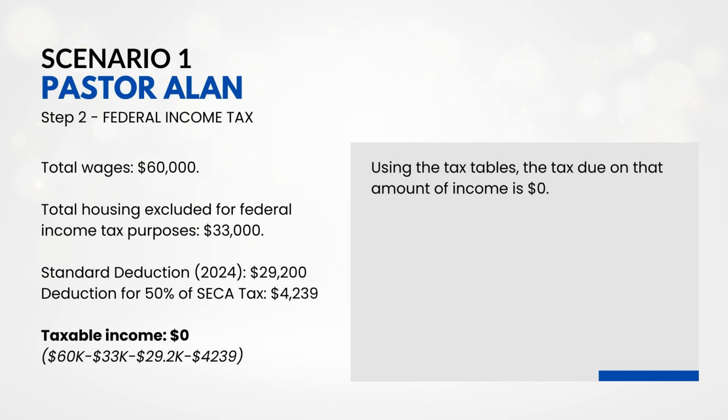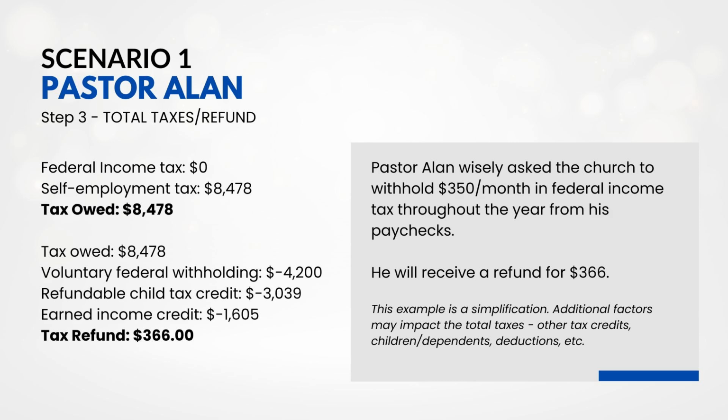Pastor Allen also gets to deduct 50% of his self-employment tax, which is $4,239. So, if you take his total wages of $60,000 and subtract all of those deductions, his taxable income actually goes all the way down to 0. Without the housing allowance, he would have owed federal income tax, but with $0 in taxable income, the total federal income tax due is also $0. Putting together Pastor Allen's tax situation, we see that he owes $0 in federal taxes and $8,478 in self-employment taxes, for a total of $8,478.